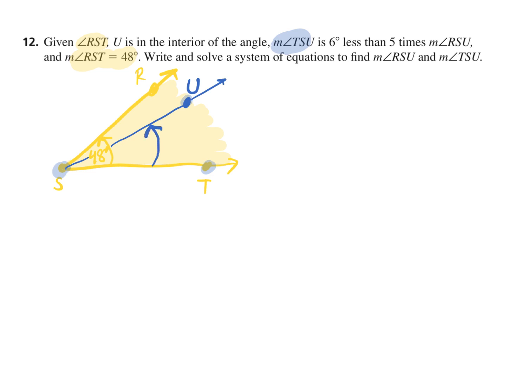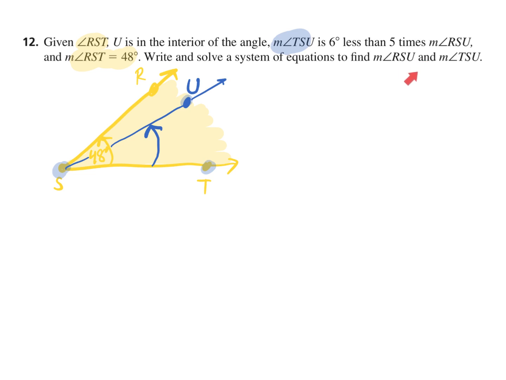They don't tell us how many degrees this windshield wiper sweeps out as it rotates. Not directly anyway, but they do tell us in terms of this algebraic expression. That blue area, that blue rotation that gets swept out is 6 degrees less than 5 times the measure of angle RSU. We're supposed to write and solve a system of equations to find the measure of angle RSU and the measure of angle TSU.